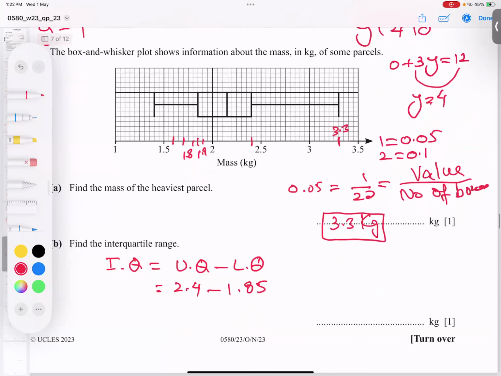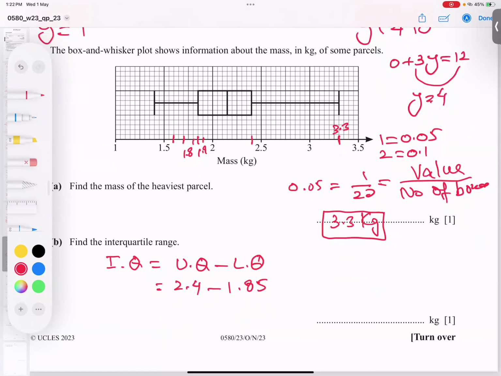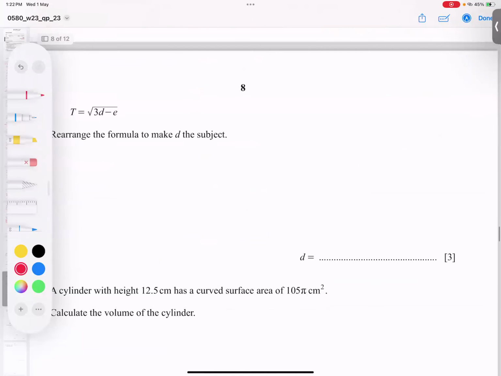I understand that the main problem is units. That is why I'm spending more time here, so you can understand well how to get this kind of solution. And I got what, students? 0.55 kilograms. So this part is okay. Let's go for the next question.